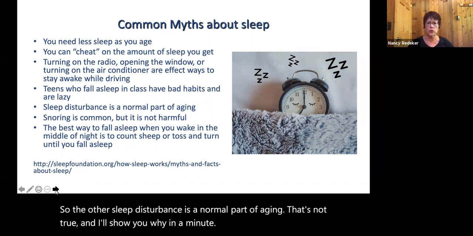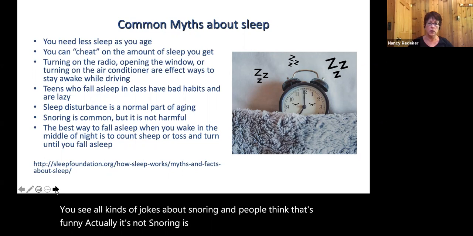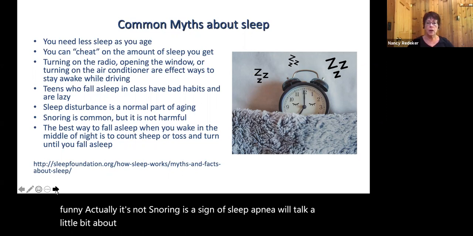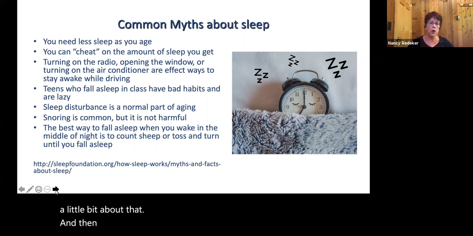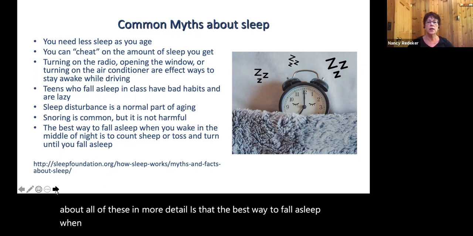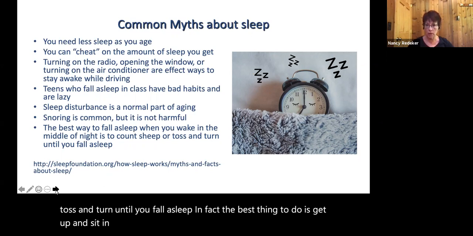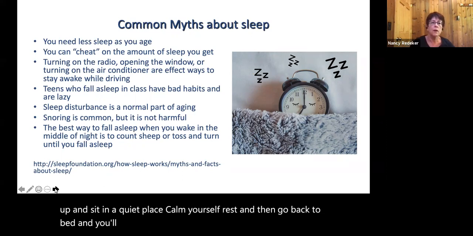You see all kinds of jokes about snoring, and people think that's funny. Actually, it's not. Snoring is a sign of sleep apnea. We'll talk a little bit about that. And then the final myth I wanted to mention, and we'll talk about all of these in more detail, is that the best way to fall asleep when you wake in the middle of the night is to count sheep or toss and turn until you fall asleep. In fact, the best thing to do is get up and sit in a quiet place, calm yourself, rest, and then go back to bed, and your sleep will be much better.